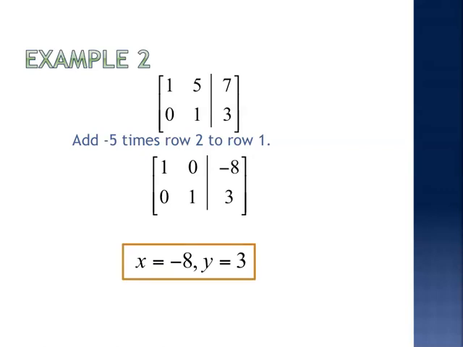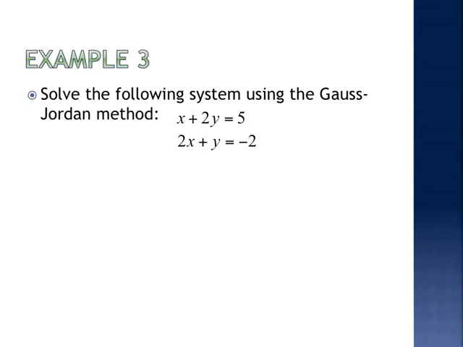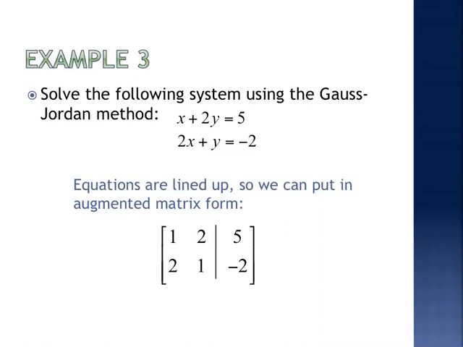Let's do one more example. x plus 2y equals 5, and then 2x plus y equals -2. Now let's start by writing this in our augmented matrix form. So we have 1, 2, and then 5, and then 2, 1, and -2.